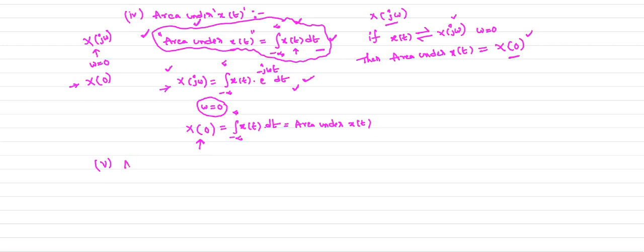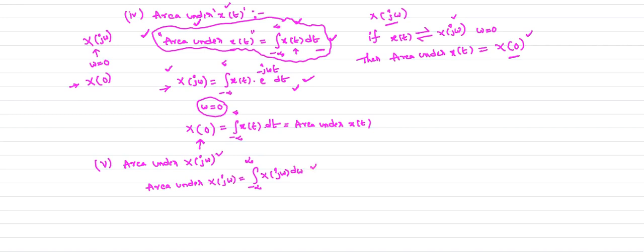Next property, in the same way we are going to calculate the area under capital X of j omega. This is the time domain signal, and this is the signal in the frequency domain. How to calculate the area under X of j omega? Area under any signal can be obtained by integrating that signal between minus infinity to plus infinity range.